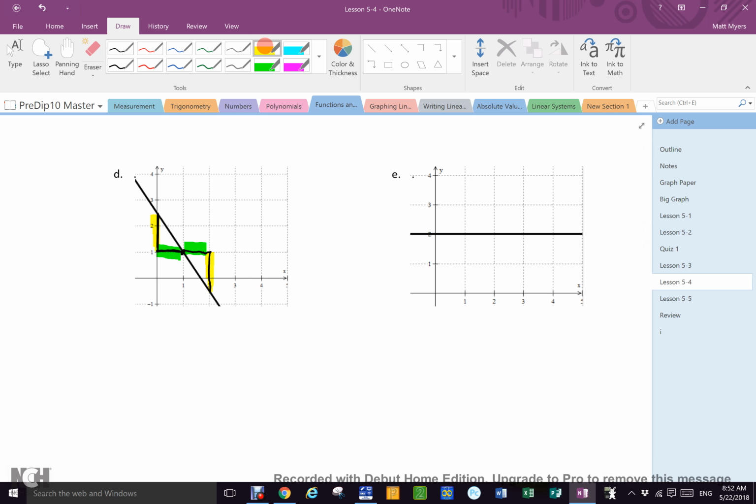So, is the change in y, which is yellow, divided by the change in x, which is green, constant? Yes. So is it linear? Yes. What about e?